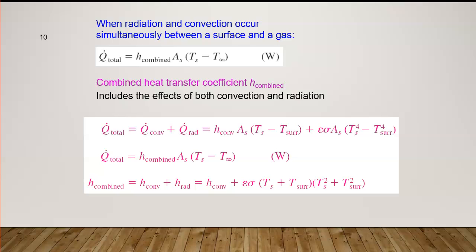Okay, the next one is Q combined. Sometimes we cannot find Q for convection only or Q for radiation only. Sometimes it's given that Q for radiation and convection is in one. So we use this formula when we have a Q combined, or when we have an H combined. This is the formula for it.